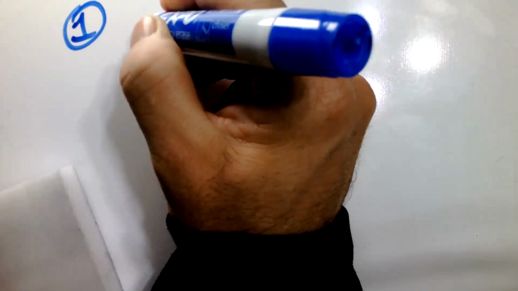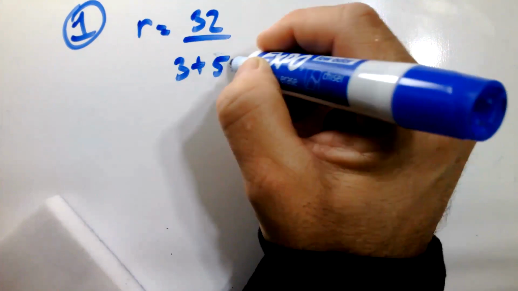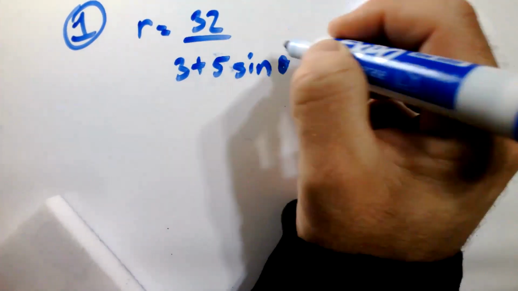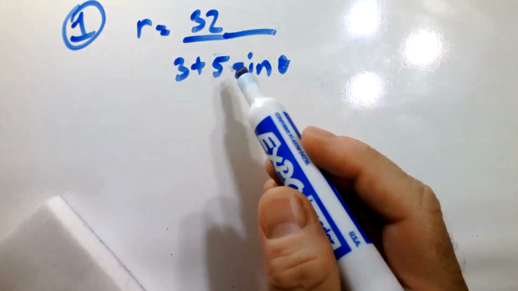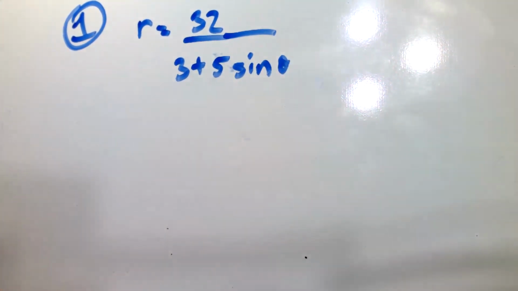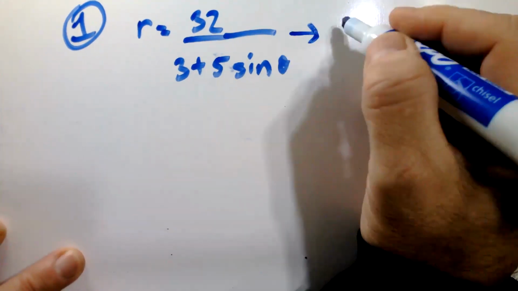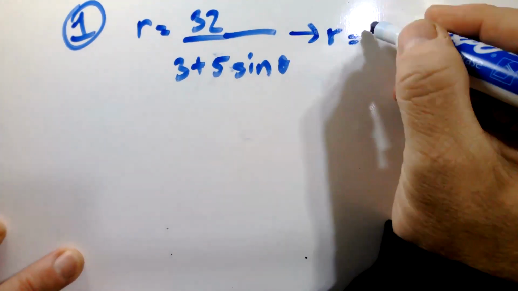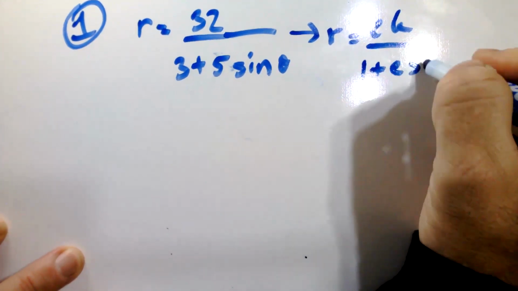Right, welcome back. In this example, r equals 32 over 3 plus 5 sine theta. We're asked to find what this conic section is without graphing it, and then see if we can plot it. Okay. So to do so, let's try putting it in the form r equals ek over 1 plus e sine theta.